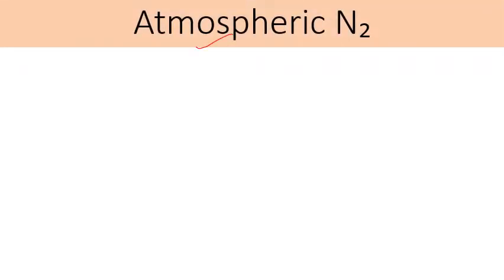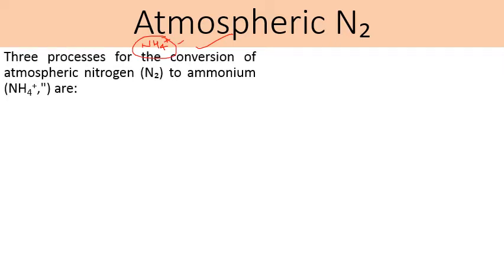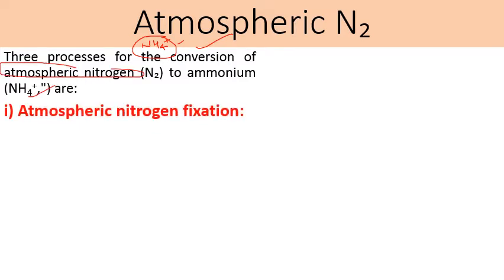Atmospheric nitrogen. As we know, there are various methods of nitrogen fixation, and each method results in the formation of ammonia. The end product of all the methods is ammonia, and plants then fix ammonia into other forms, which are utilized in various ways. So there are basically three processes for the conversion of atmospheric nitrogen into ammonium ion, which are atmospheric nitrogen fixation.